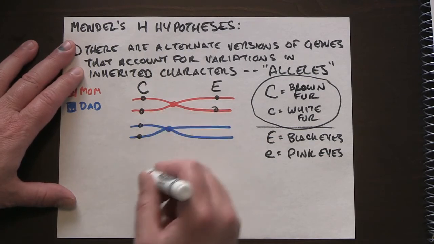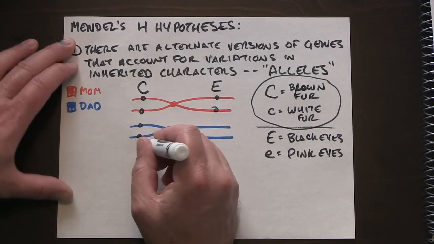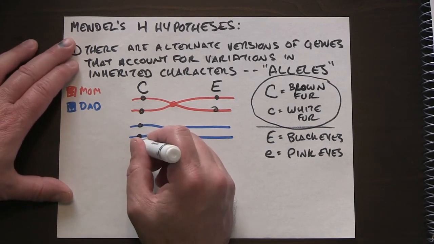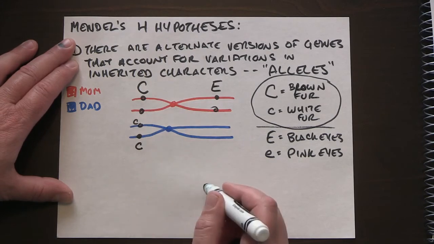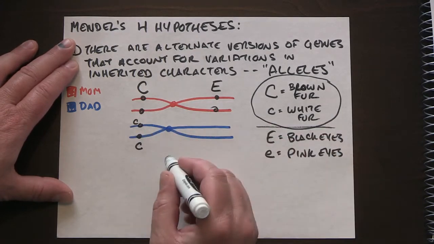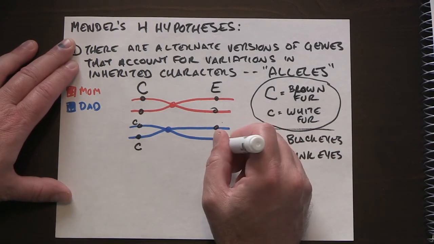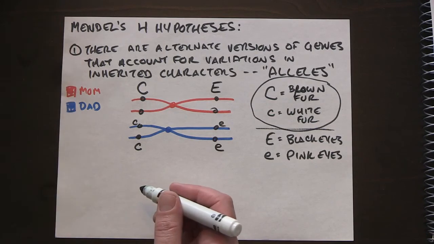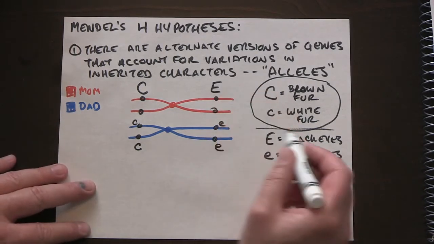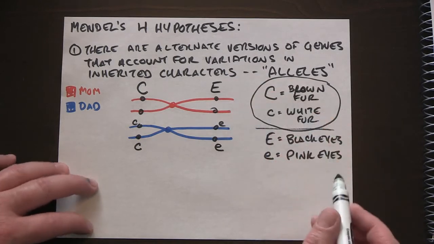And let's do the chromosome that you inherited from dad, or the mouse inherited from its dad. It's going to have little c and also little c. So that is going to mean white fur, and little e, pink eyes. Okay, so those are the alternate versions: big C, big E, little e.